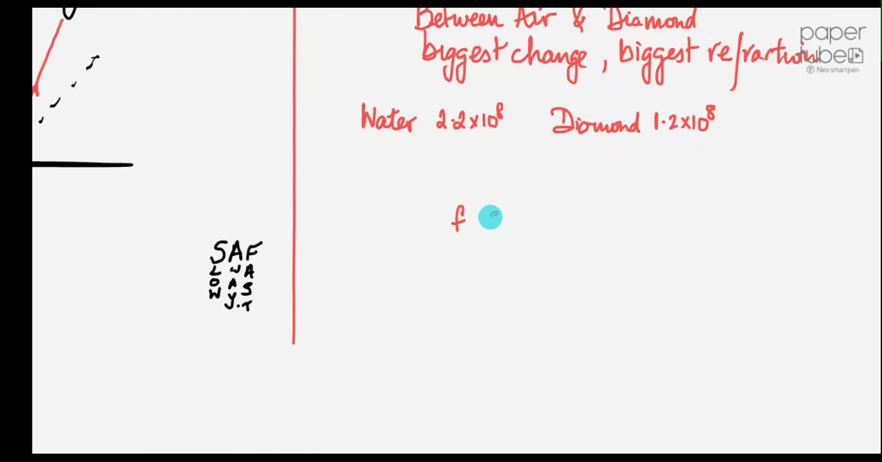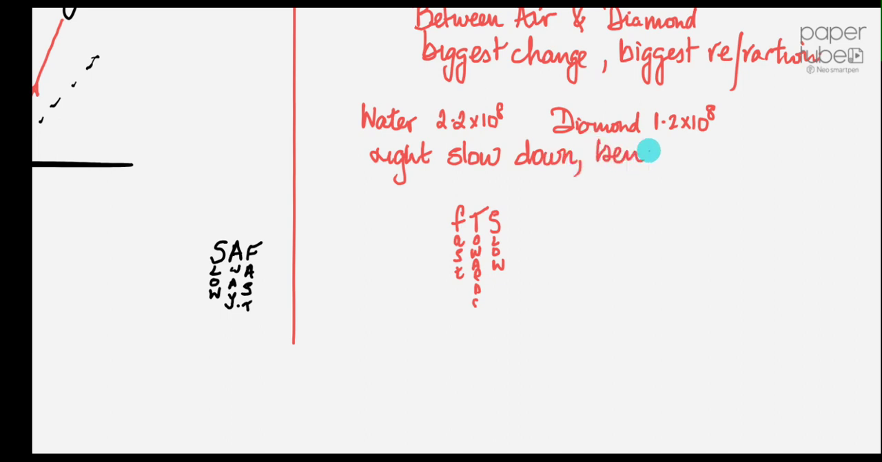So it's going from fast to slow, fast to slow. So it bends towards the normal. Fast to slow, it's towards the normal. So the light slows down. See the way I'm working these things out? I'm not just guessing. Light slows down, bends towards the normal.